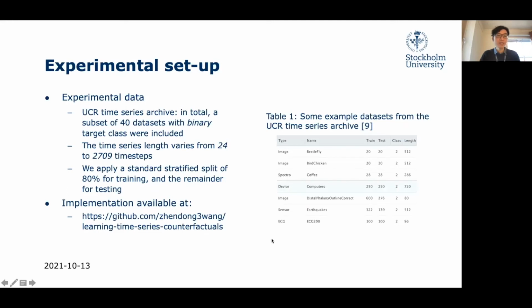Talking about our experiment, the data is from the UCR time series archive. After filtering, we have a subset of 40 different datasets with binary classification problems. To the right, we can see some example datasets from the UCR archive and some of their information. The time series length varies from 24 to 2,709 time steps. Also, we applied a standard 80-20 split for training and test to facilitate our deep learning model training process. Our implementation code is publicly available at this GitHub repo, and our full results are available there too if you want to have a look.